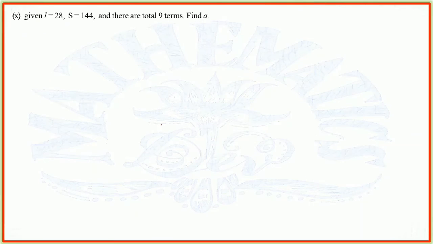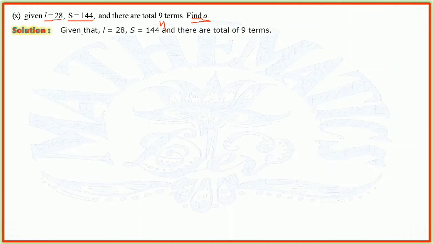Next is part number 10. Given the last term is 28, the sum is given as 144, and there are a total of 9 terms, so n is also given. Find a, the first term. Let us start. L = 28 is given, S = 144, and the number of terms is 9.